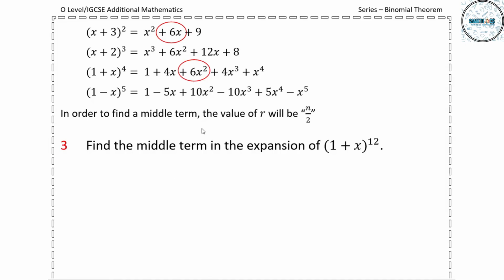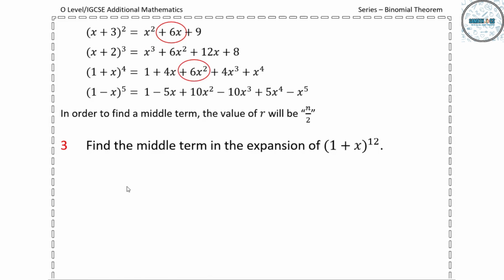So in order to find a middle term, the value of r will be n upon 2. You see, in the square case, the second term is the middle term. 2 divided by 2 is 1. So the value of r for this term is 1. In the fourth power case, the middle term is the third term, right? And the value of r for the third term is 4 divided by 2, which is 2. So the value of r for the middle term is 2.